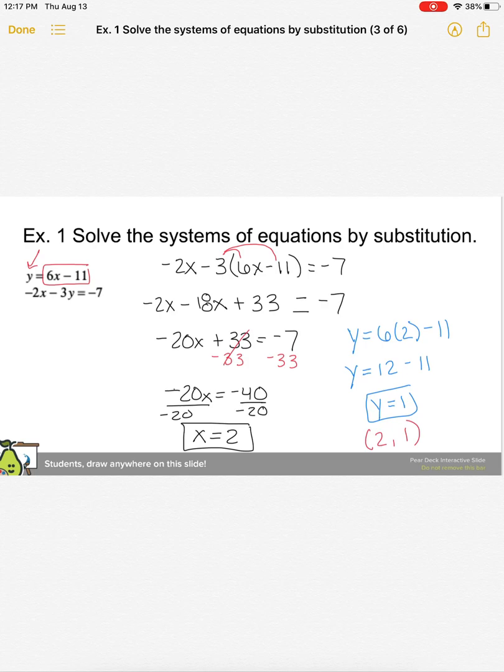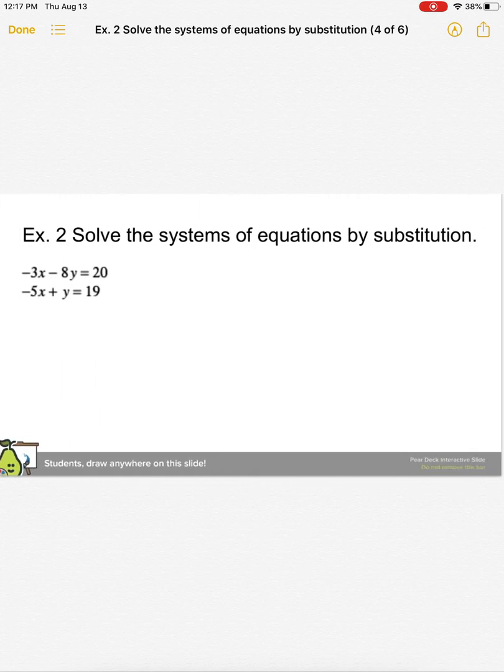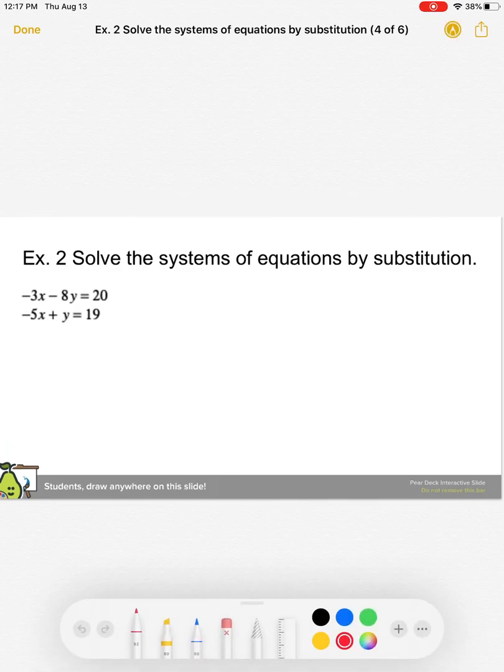All right, let's try the next one. Sometimes they're not always given to you as just y equals or x equals. So this one, you have to decide which one you want to solve for. If it's possible, I try to solve for one that will give me no decimals or fractions. It's not always possible, but in this case, this bottom y has no number with it, so it looks the easiest to get by itself. So I'm going to add the 5x to the other side to isolate that variable. So I have y equals 5x plus 19. Now I'm ready to do substitution. I'm going to take this whole thing and substitute it in place of the y in that equation.